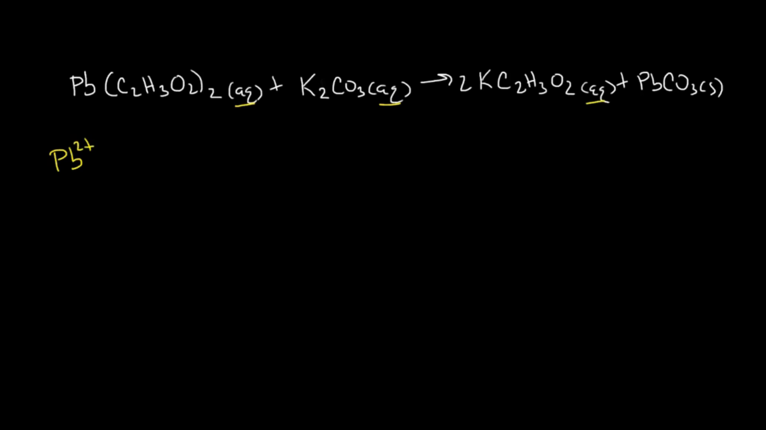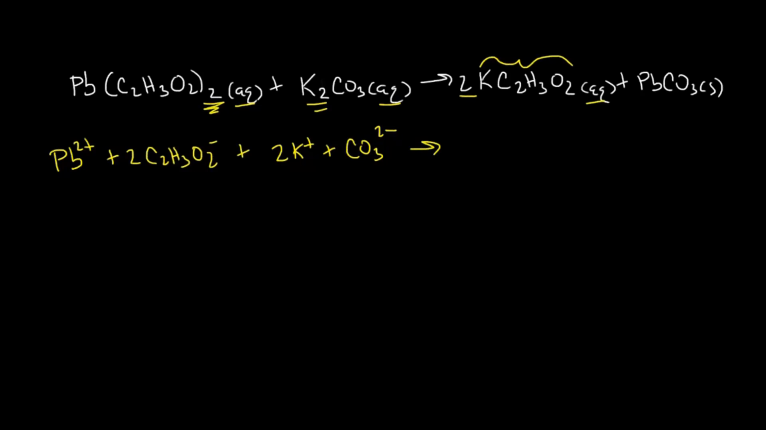So we have a lead cation. I have two acetates, so I have two equivalents of acetate. I have two potassiums. I have one carbonate. I have two potassium acetates, right? So two potassium acetate. So I have two potassiums and two acetates. And now I have my solid insoluble lead carbonate. So PbCO3 is still together as a solid.